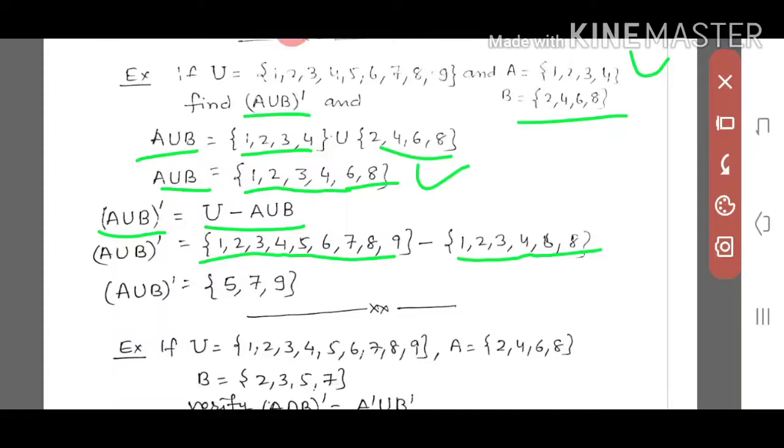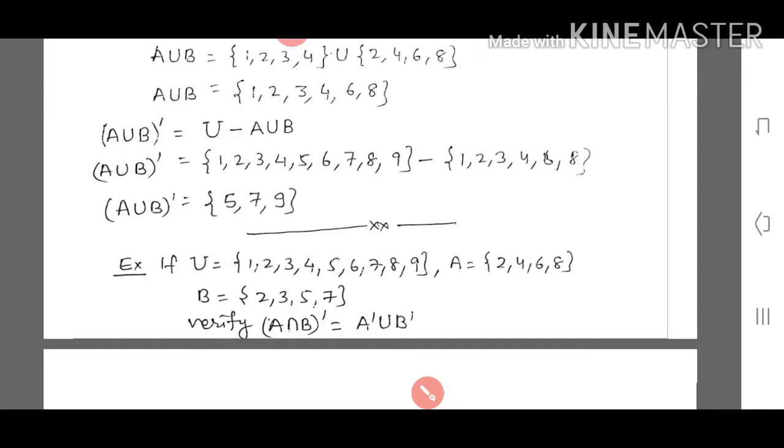So you write here: 1 we cannot write because 1 also belongs to A union B, 2 also belongs, 3 also belongs, 4 also belongs, 5 does not belong, so you can write here 5. Then 6 also belongs, 7 does not belong, so you can write 7, then 8 also belongs, 9 does not belong. So here only 3 elements, 5, 7, 9, belong to the universal set but not to A union B.